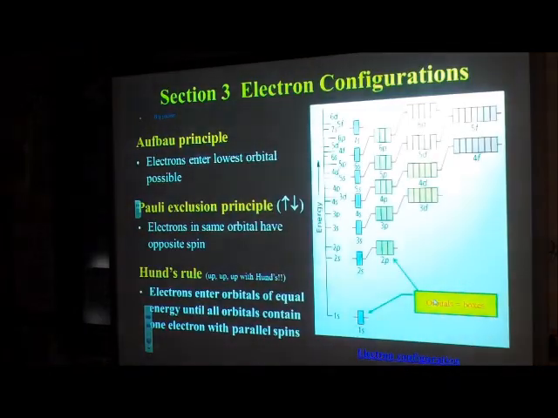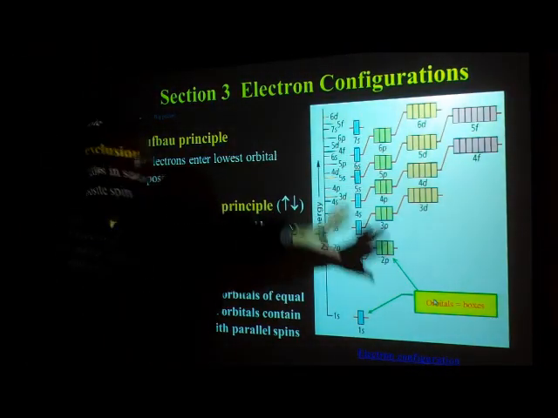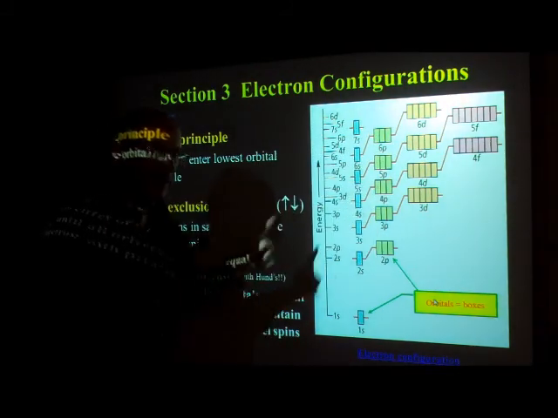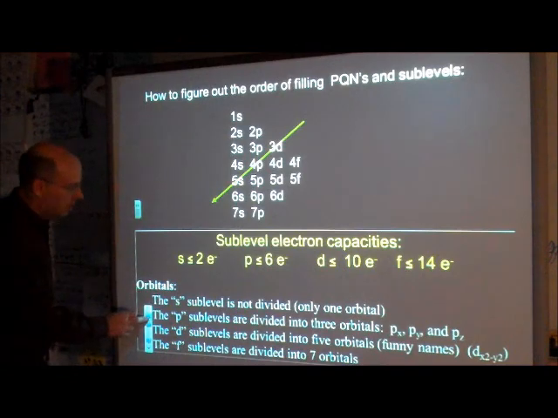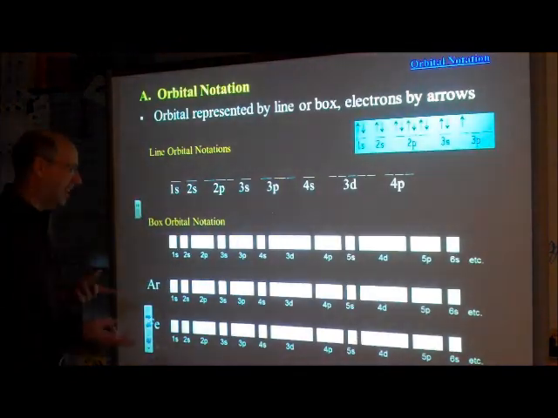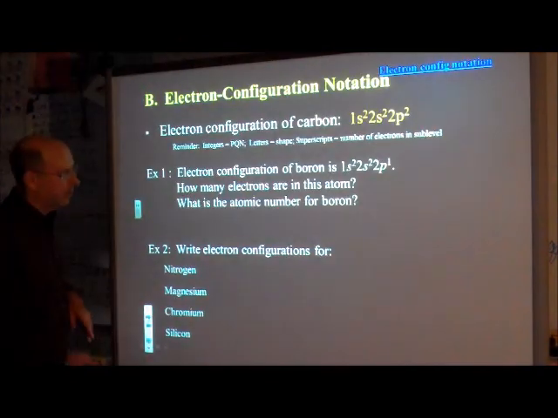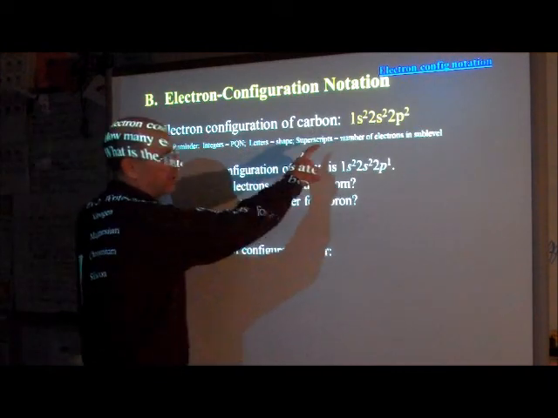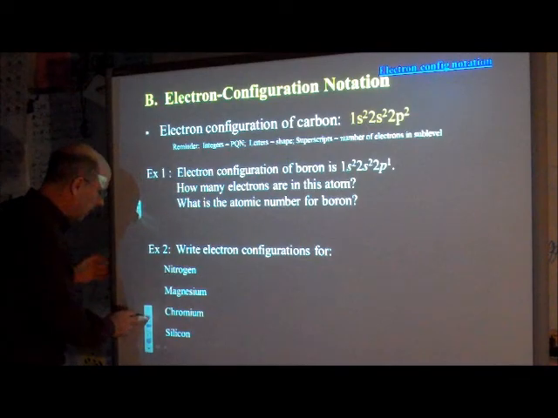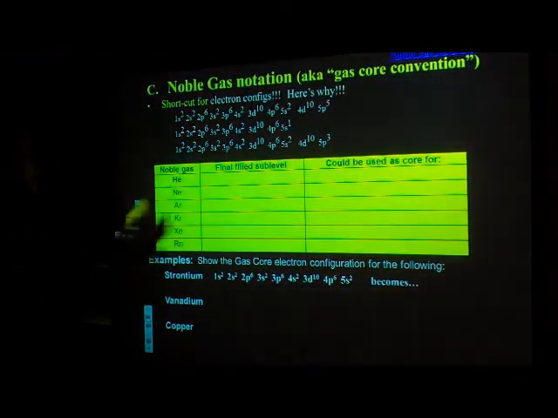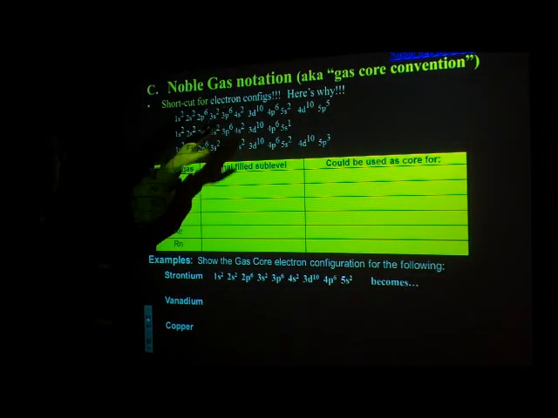We're supposed to draw every single atom using this giant chart, but that takes too much time, so we shorten it to the box method, but that takes too much time too, so we shorten it to the electron configuration method, 1s2, 2s2, 2p6, and we write out the whole thing. But wait a minute, sometimes that takes too much time, so we use the noble gas notation.